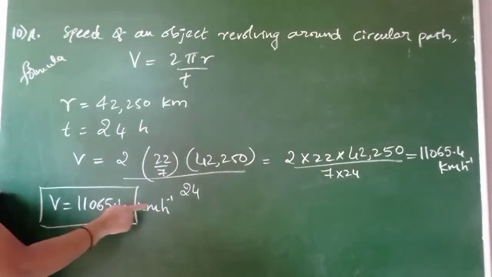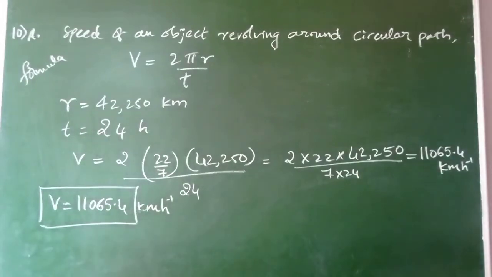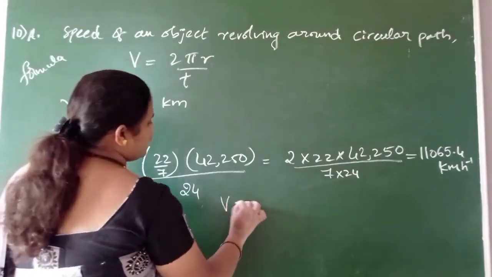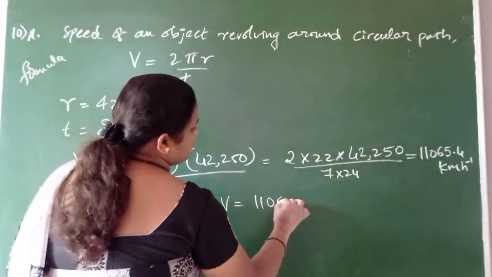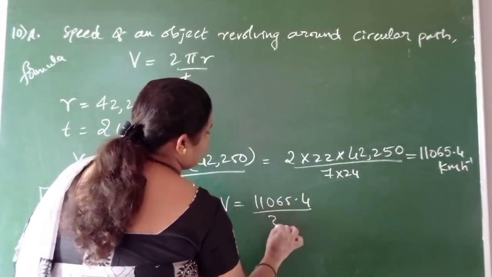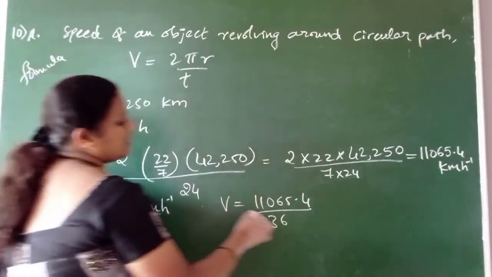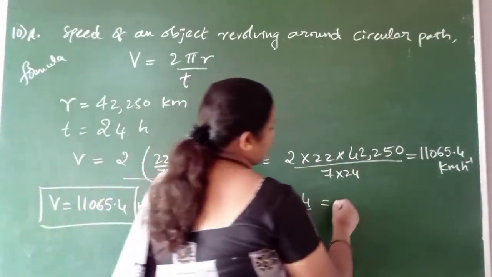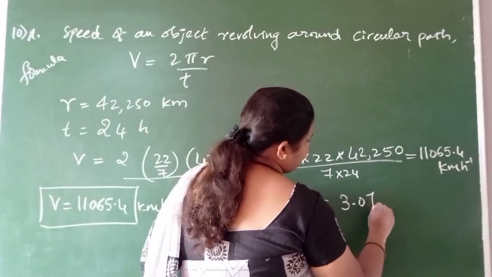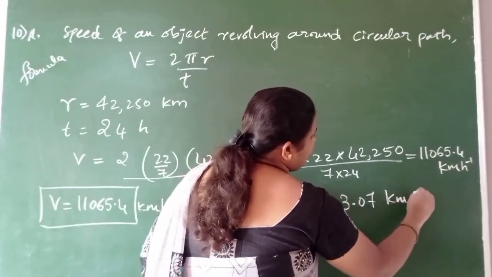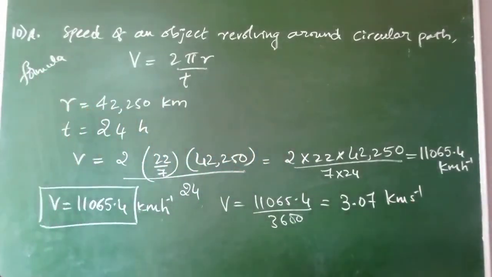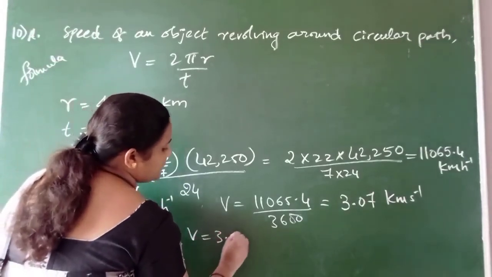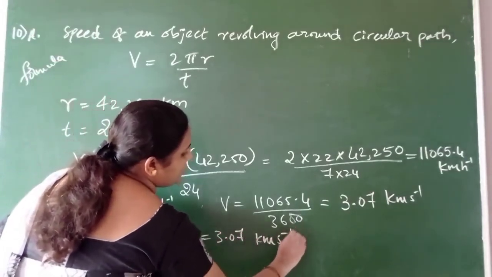Then yes, since it is in kilometer per hour, we have to convert that into seconds, isn't it, children? So now v is equals to 11,065.4 divided by, in 1 hour how many seconds? 3,600 seconds. So after doing cancellation, you will get nearly 3.07 kilometers per second, isn't it, children? So what is the value of our speed, children? v is equals to 3.07 kilometer per second.